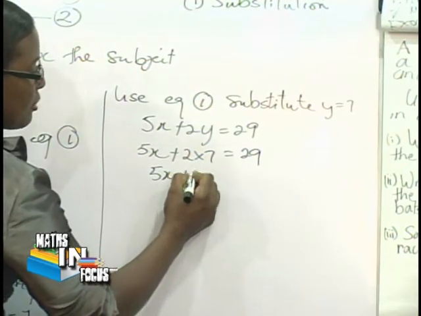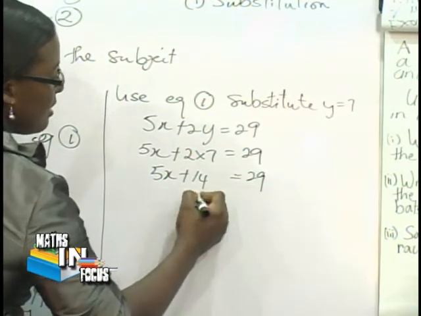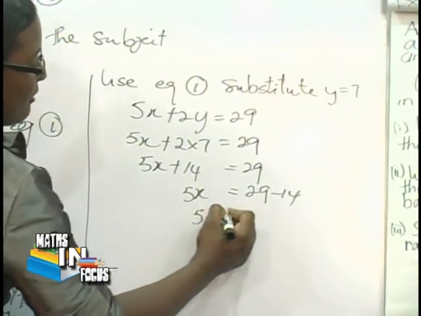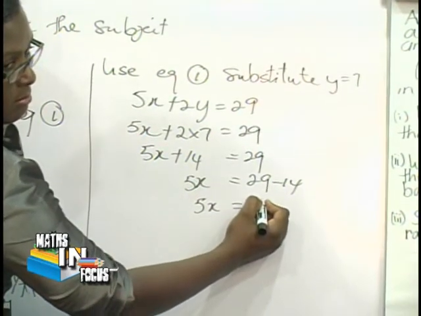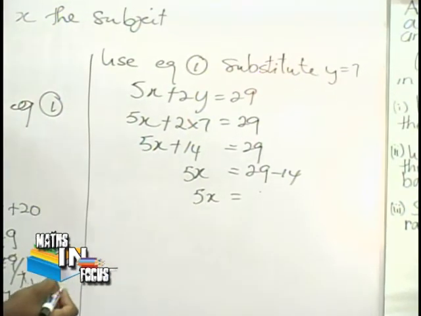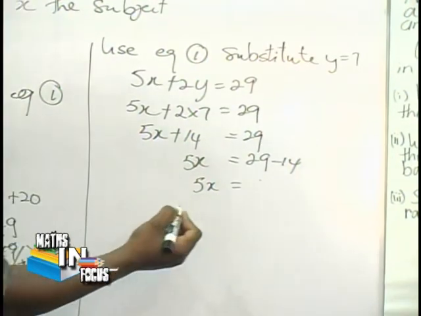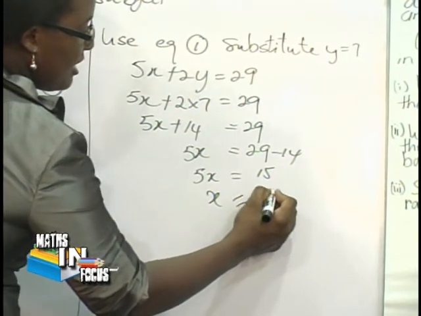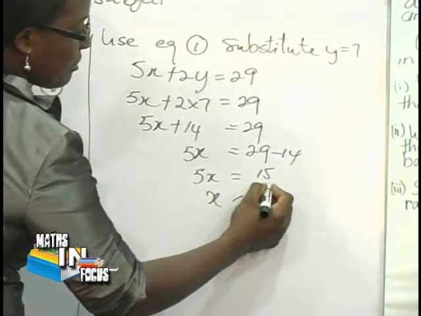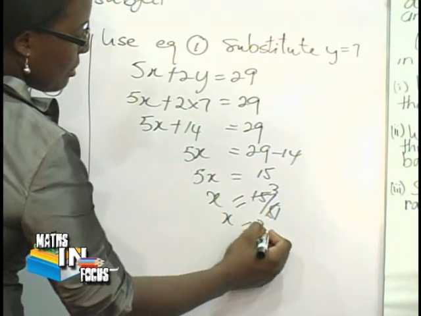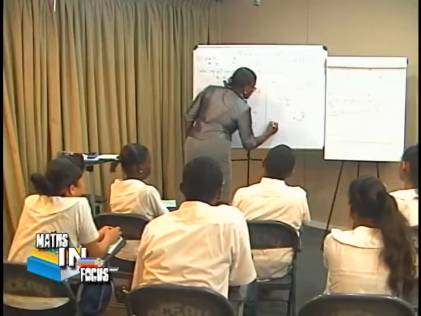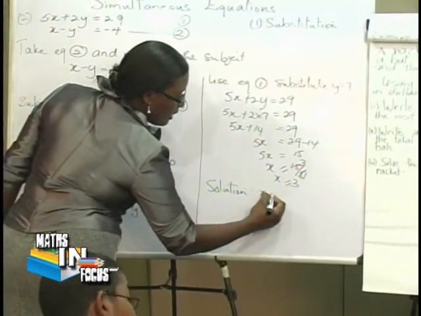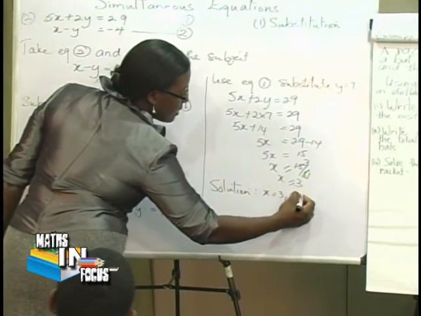5x plus 14 equals 29. 5x is equal to 29 take 14, which is 15. x is equal to 15 divided by 5. 5 1s, 5 3s. x is equal to 3. Solution: x is equal to 3, y is equal to 7.